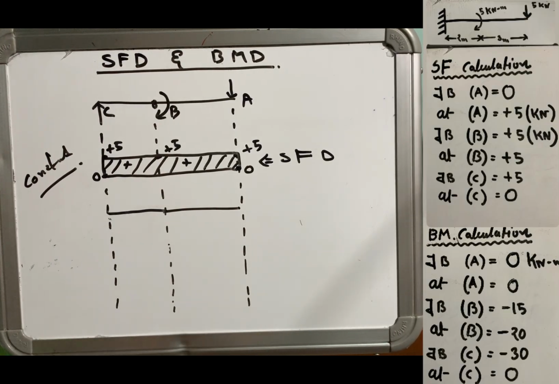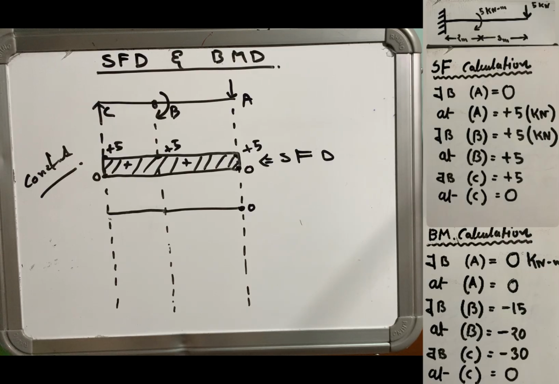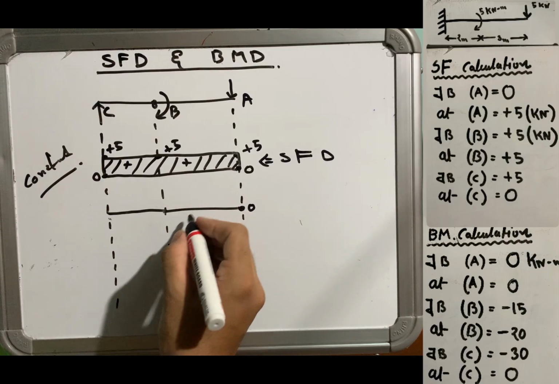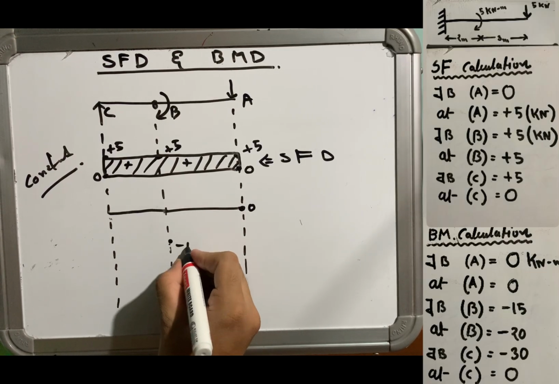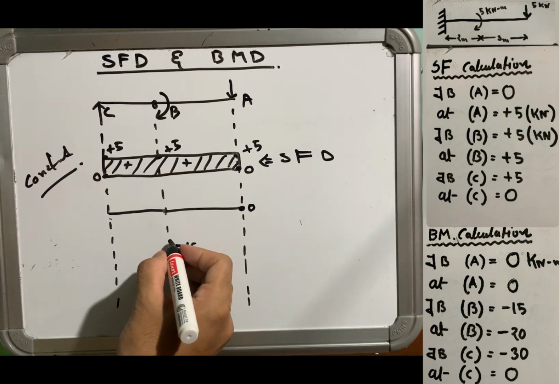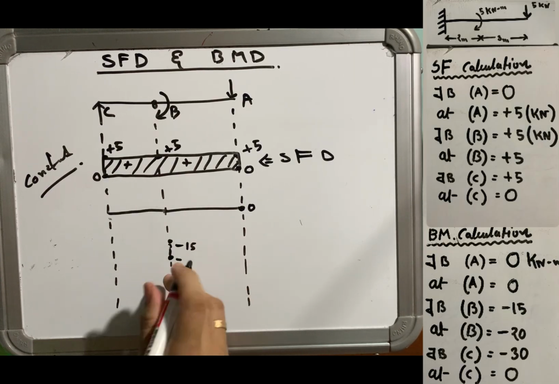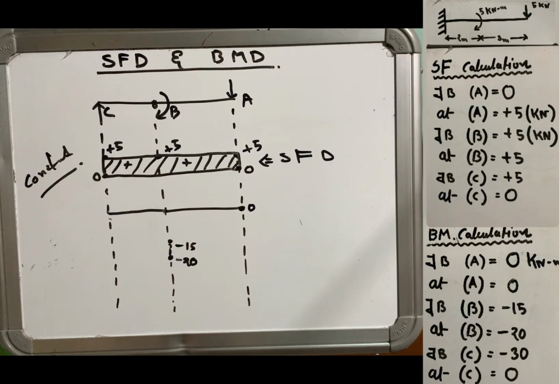Now for the bending moment diagram, what we are going to do: just before A we will draw at the point of A only, and just before B we will draw at B only. As we have drawn in the shear force diagram, we will draw it in the bending moment diagram. So just before B and at B is different, minus 15 and minus 20. So there is a difference. Okay, sudden change.